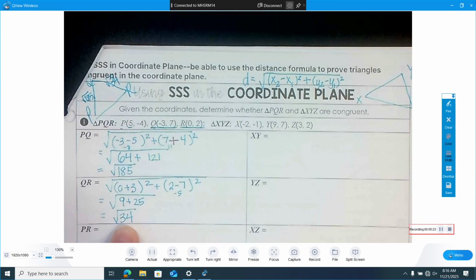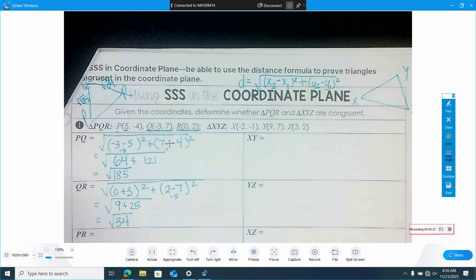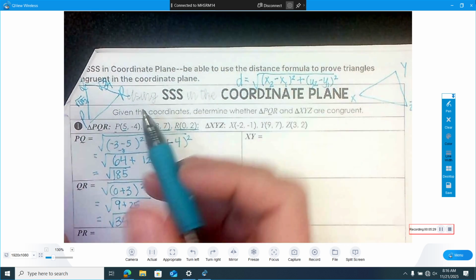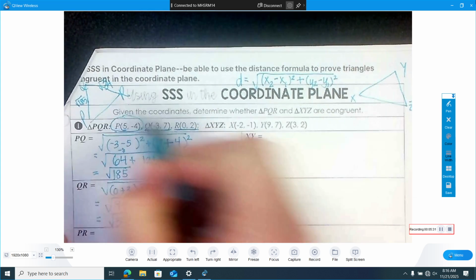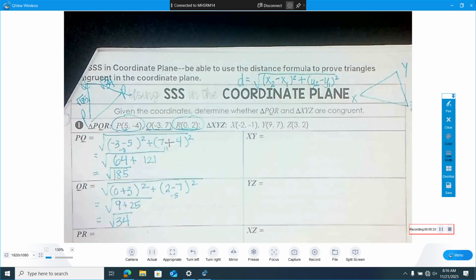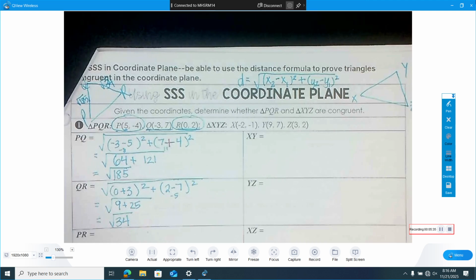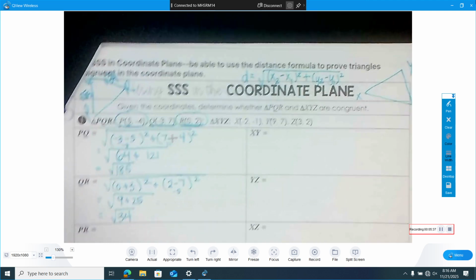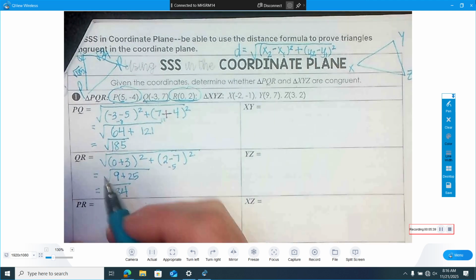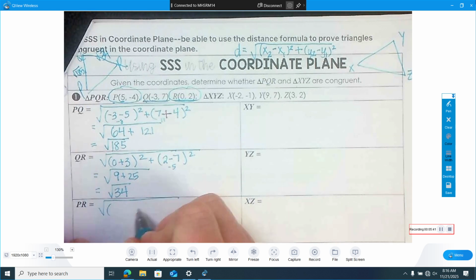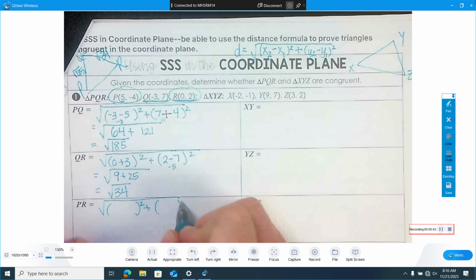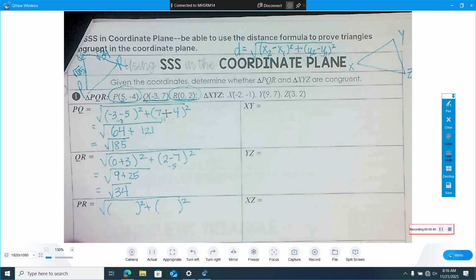You with me? Yeah? Square root of 36? 6. All right. And then P and R. So now we're using point P and point R. So again, here the really big thing is just making sure that we're pulling from the proper ordered pairs. All right, giant square root. Square some stuff, added to square some stuff.